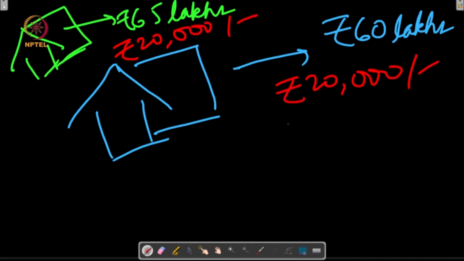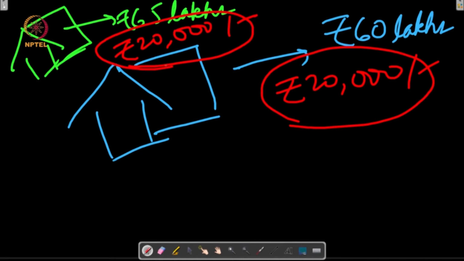Now, this amount that you have paid, 20,000 here and 20,000 there, is an amount so that you retain your option. So you are paying this amount so that these houses are not sold before you make up your mind, and you retain an option on both the houses. This is an option value.